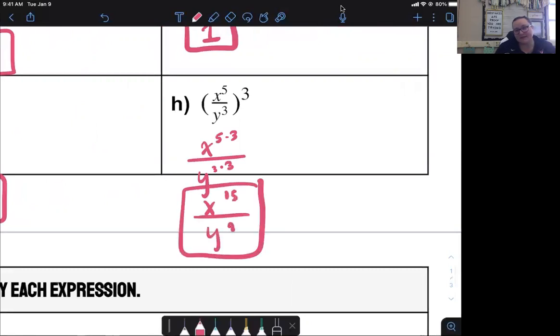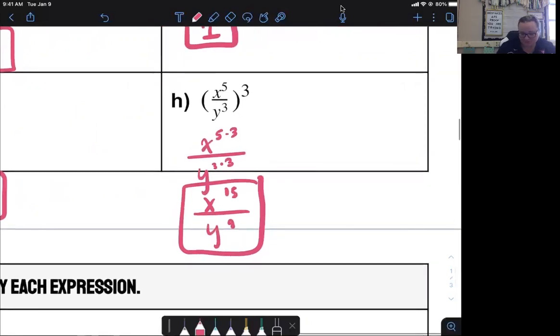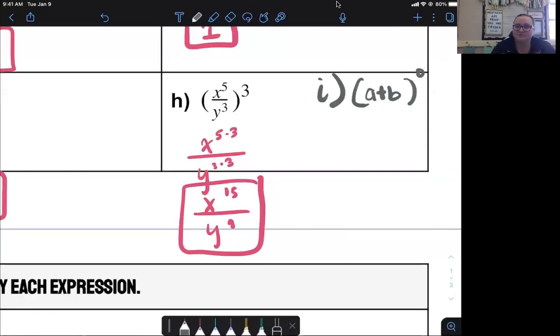And there's one more example I want to talk about. Would I be next in the alphabet here? Part I. I want you to do a plus b to the 0. What do you think a plus b to the 0 simplifies to? Go ahead and give that a shot. So remember, anything to the 0 power is simply 1.